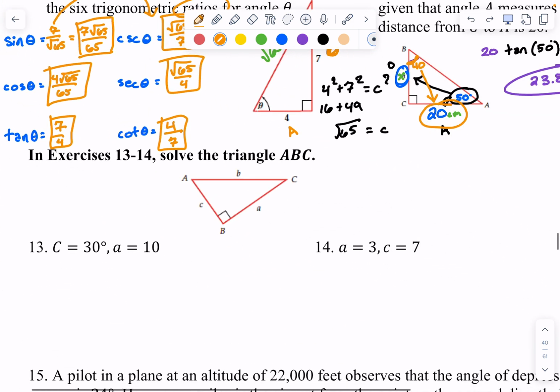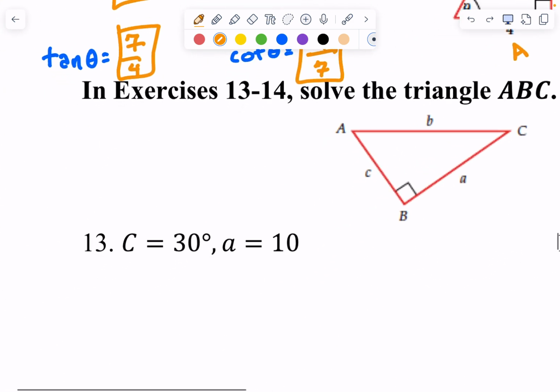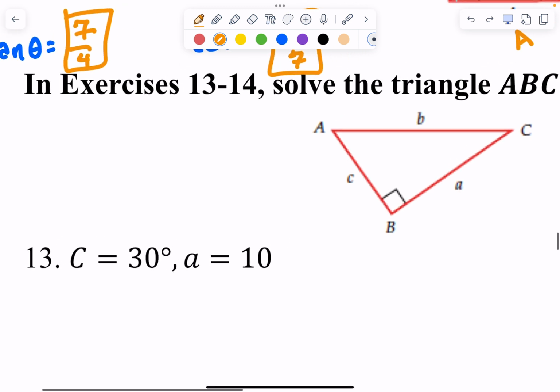Holy moly, holy moly. Can we go after these two? Let's do these two and then we'll be done.